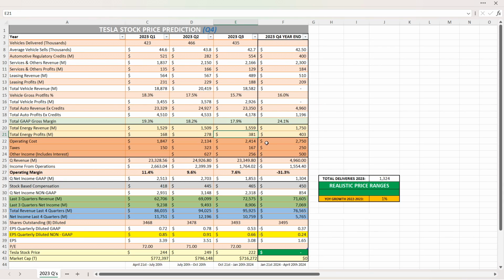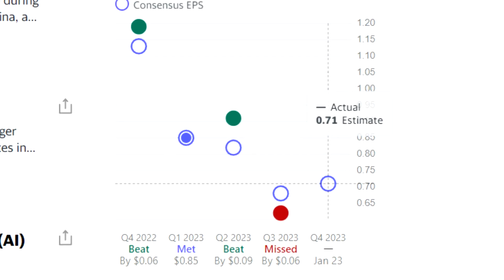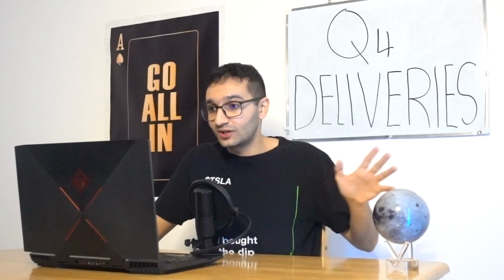Operating costs will be higher, taxes will be higher, other income and interest will be at 500 million because I'm pretty sure that stack of cash that they got is in high interest savings, or at least bonds or something like that, so you can at least earn something while just sitting there doing nothing. Most likely a high savings account around 4 or 5%. That's a lot of interest. Stock-based compensation of 450 million, and shares outstanding are being diluted year over year. Right now the street is estimating 71 cents. So let's see if we can beat 71 cents.